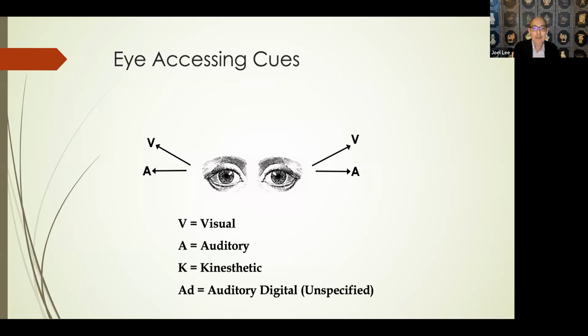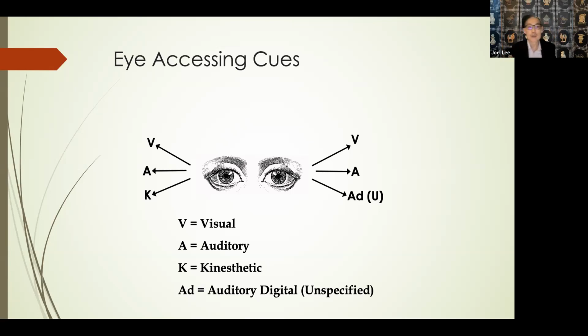If their eyes go down and to their right, so this is their eyes, not yours, their right side, they are processing kinesthetically. Help them get a good grasp on the problem and to sieve out the solutions. If their eyes go down and to their left, they are functioning digitally. Speak to them as a lawyer might, as a professor might, as a politician might. Right? Use what we call disembodied language.